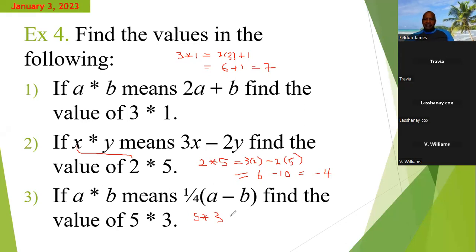So first, we have 5 asterisk 3 equal quarter bracket 5 plus 3. Then equal quarter bracket 8. Is it 5 plus 3? Yes, sir. 5 plus 3. Try the definition again. So what do you say? 5 takeaway, 5 subtract. Oh, sorry, sir. 5 takeaway 3. Okay, 5 takeaway 3.